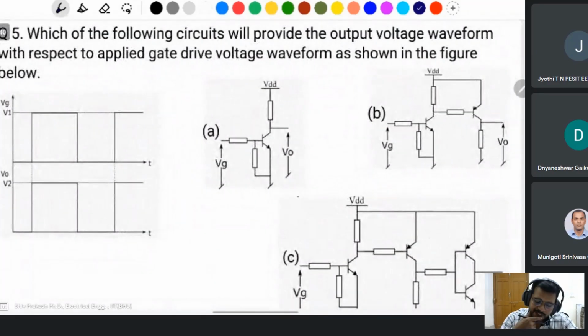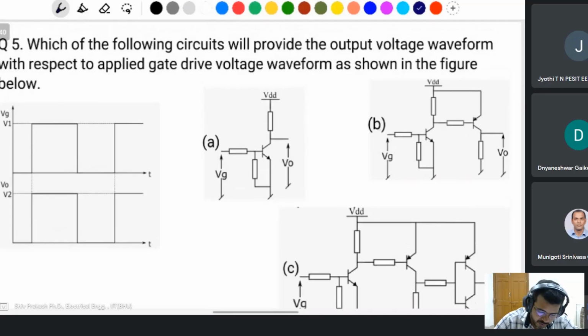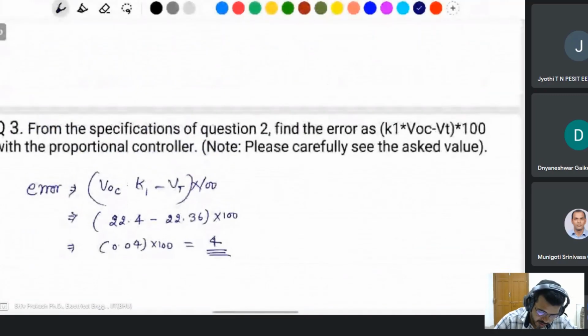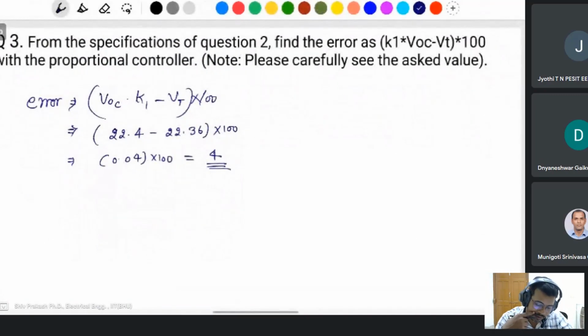And the next question is which of the following circuits will provide the output voltage waveform with respect to the applied gate drive voltage. Let's take the same question.